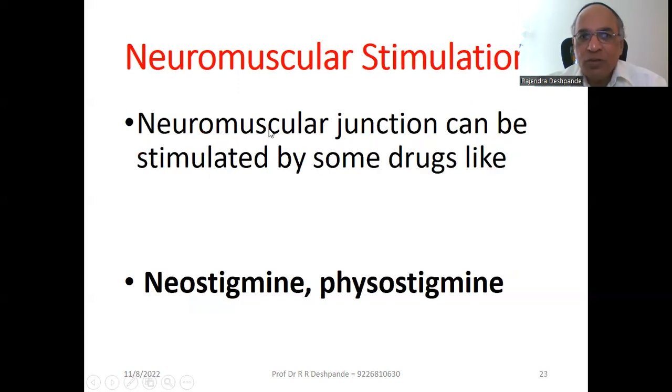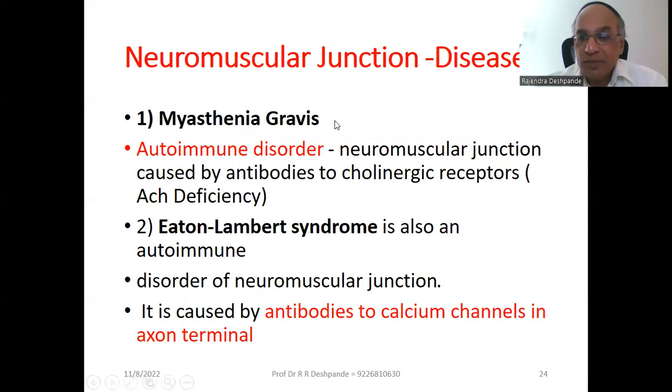Now, the neuromuscular junction can also be stimulated. Sometimes it is needed when the activity is less. Then there should be some stimulation, and the drugs for that are neostigmine and physostigmine. These stigmines are drugs which can stimulate the neuromuscular junction. Now we will talk about the most essential or interesting part of our medical practice. What is the importance of this neuromuscular junction?